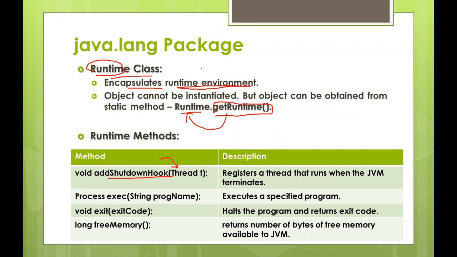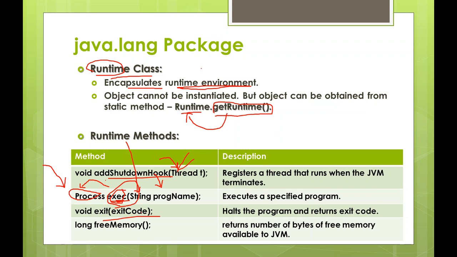When you add a particular thread to the process, whenever the process terminates, that thread will be invoked, and whatever you need to do after the process is terminated, you can take care of with this thread. We also have a normal method, not static, exec. You can specify the program name, and that program will be executed. The process will be started and the corresponding process object will be provided to you. You can manage the process using this process object.